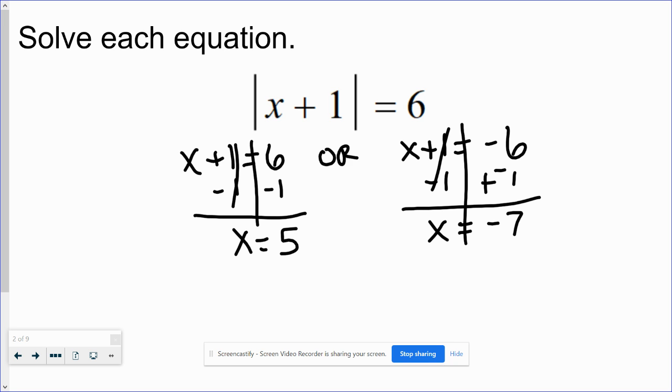And then remember, you can check this. If x is 5, we could put it in right here. 5 plus 1 is 6, and the absolute value of 6 is 6. If I put in a negative 7, negative 7 plus 1 would be negative 6, but the absolute value is positive 6, so that works.